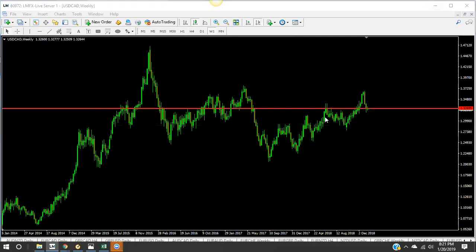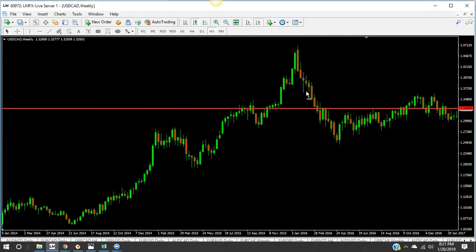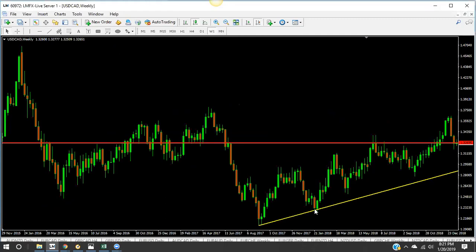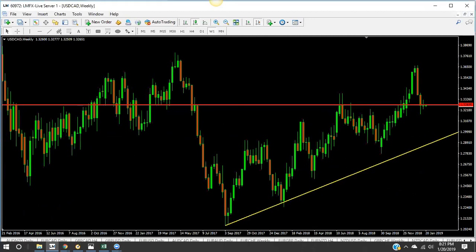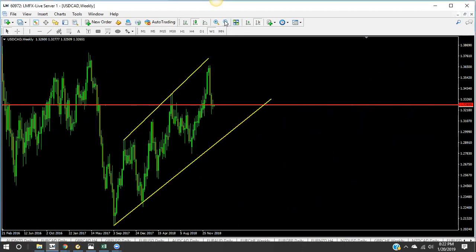Okay, so I got my horizontal support. Now I'm going to look for a trend line, and right off the bat, I can see one. Remember, two points of contact: one, two, and then a breakthrough. So it's a valid trend line, okay? Got a channel as well. Okay, we're on the weekly.